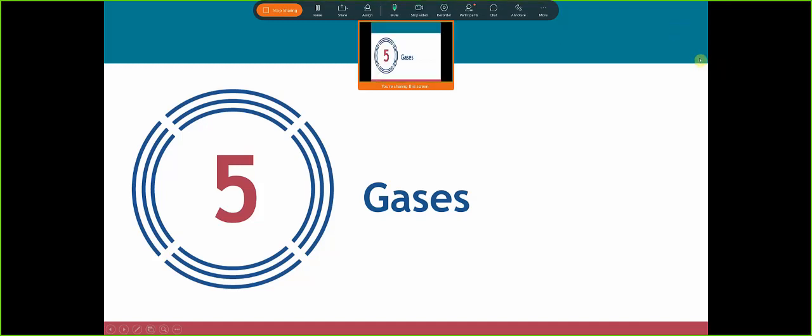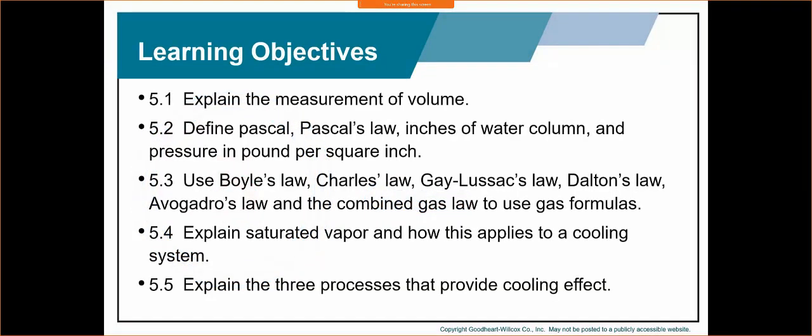All right, Chapter 5, gases. So we are going to really talk about the physical theory side of how gases work and how they're going to affect refrigerant and the heat transfer capability. All right, so we're really talking about the basic fundamentals of refrigeration. We're using gases to remove heat, and via some of these laws that we're going to cover today, you're going to hopefully understand why and how that all plays and works.